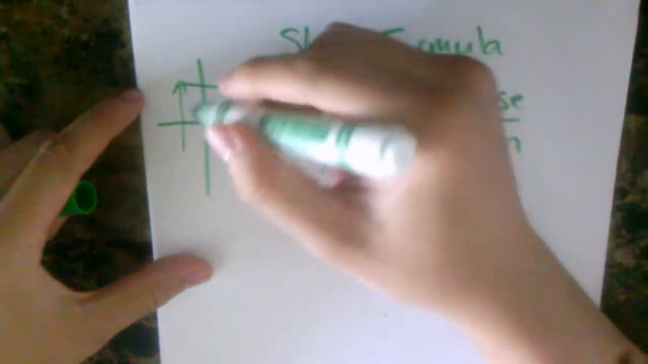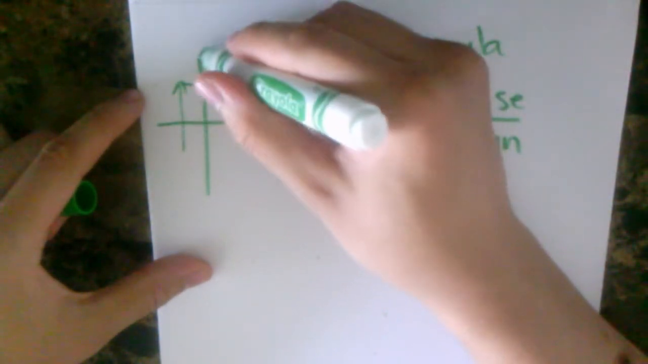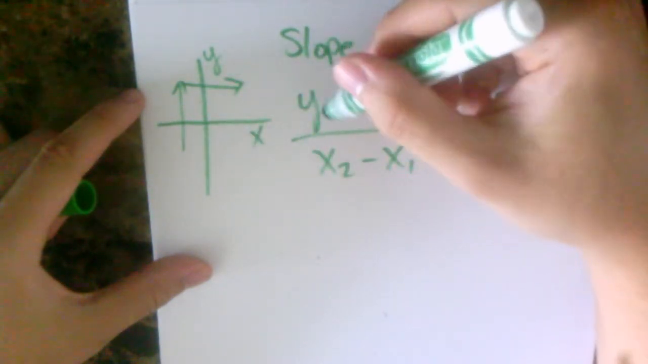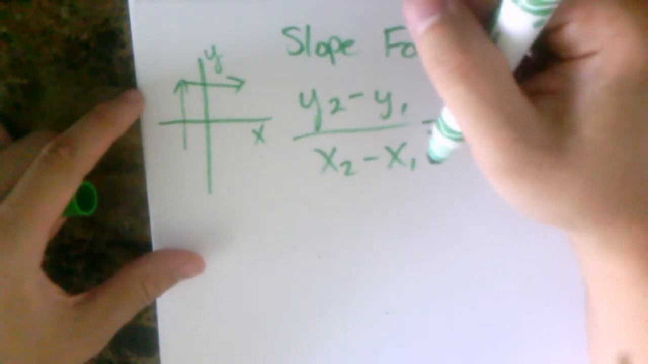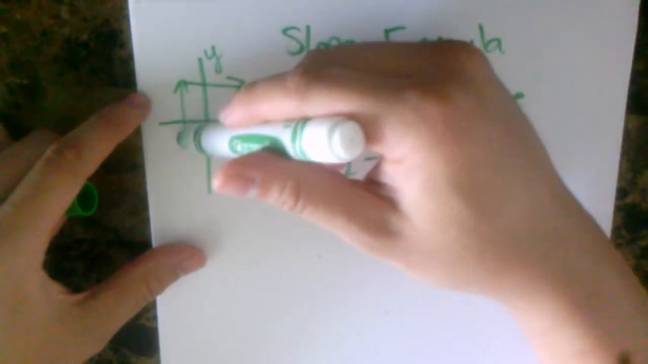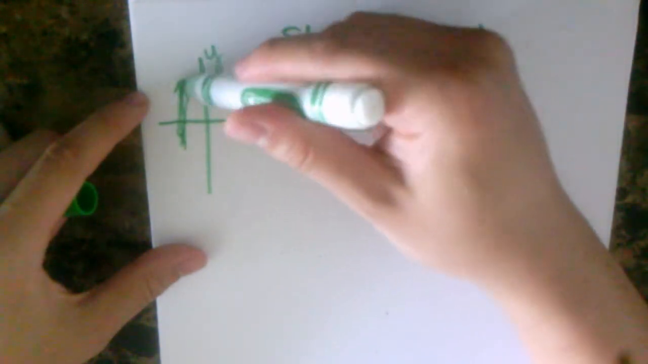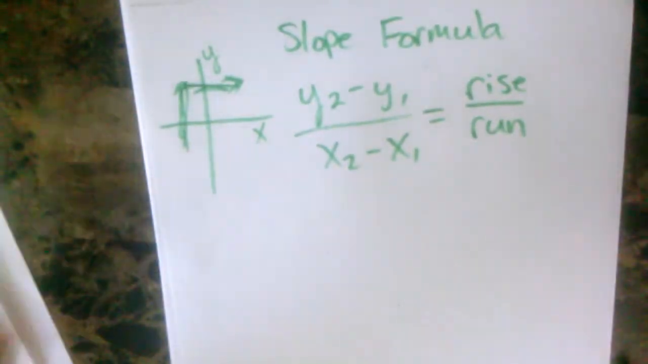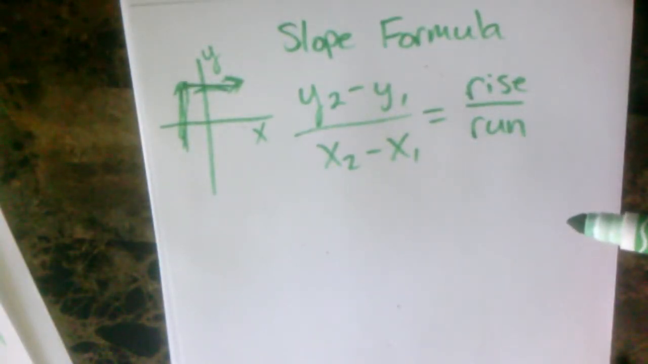Rise over run. And remember, every change up and down, vertical, is on the y-axis, and every change left and right is on the x-axis. That's why we do y2 minus y1 over x2 minus x1. The x's are on the bottom because you do rise first, so up and down first, and then left and right. So the slope formula works like this, and I'm just going to give you 2 points.